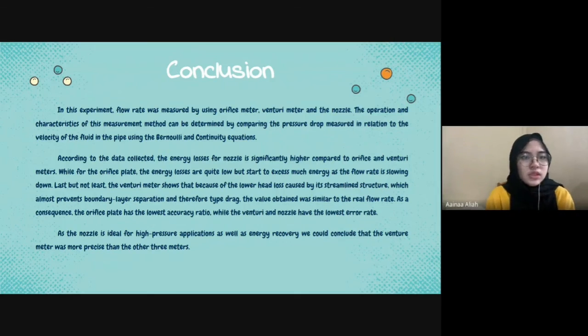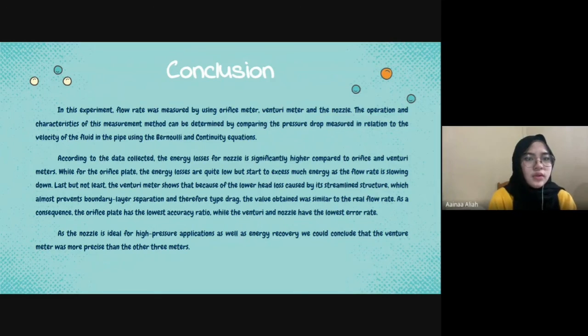So according to the data collected, the energy losses for the nozzle are significantly higher compared to the orifice and venturi meters, while for the orifice plate, the energy losses are quite low but start to excess much energy as the flow rate is slowing down. Last but not least, the venturi shows a lower head loss caused by its streamline structure, which almost prevents boundary layer separation and therefore drag, so the value obtained was similar to the real flow rate. As a consequence, the orifice plate has the lowest accuracy, while the venturi and nozzle have the lowest error rate.